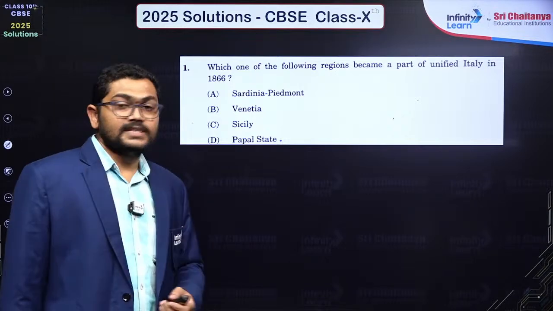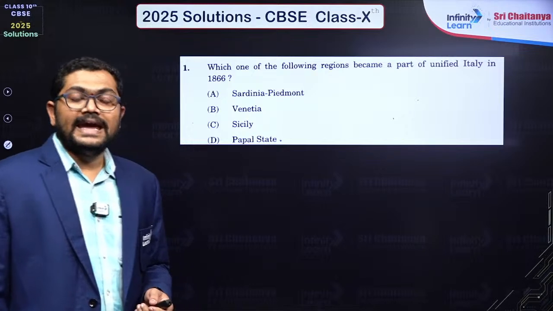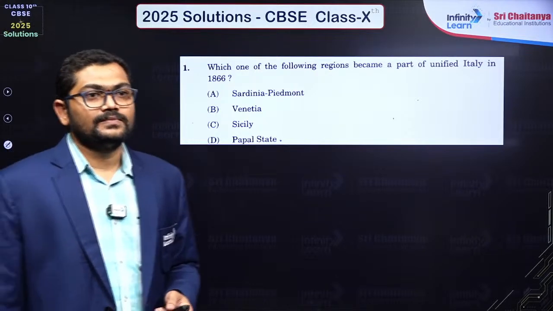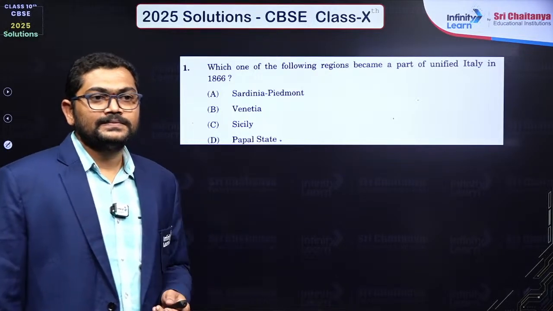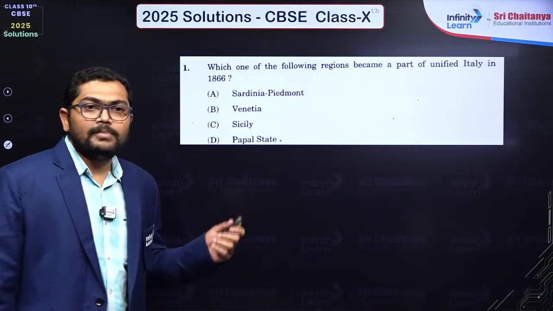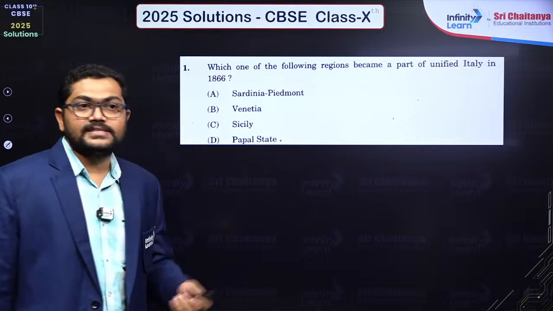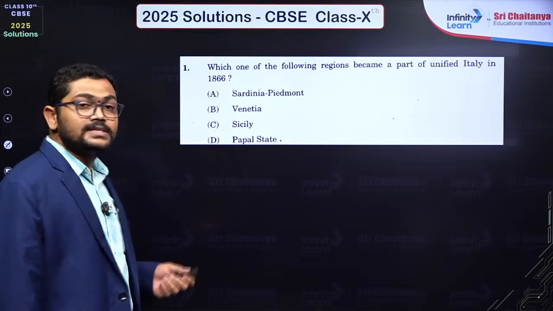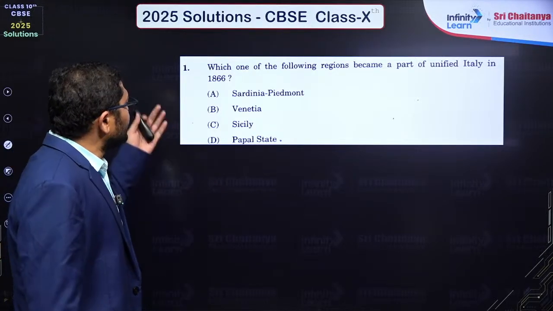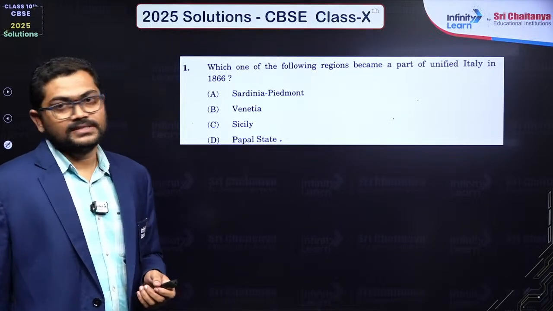Which one of the following regions became a part of unified Italy in 1866? Anybody? Which one of the following regions became a part of the unified Italy in 1866? If you see the 4 options, we have Sardinia Piedmont, Venetia, Sicily and the Papal States.